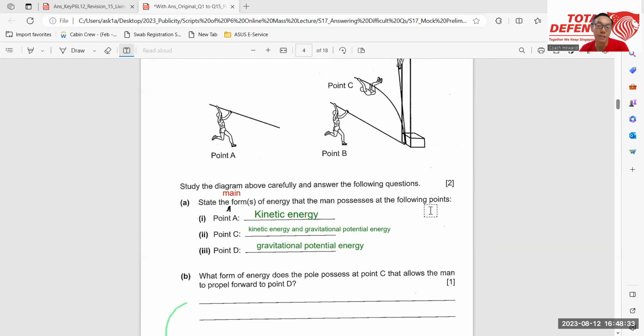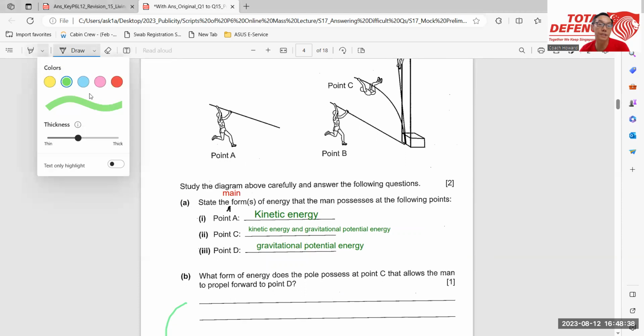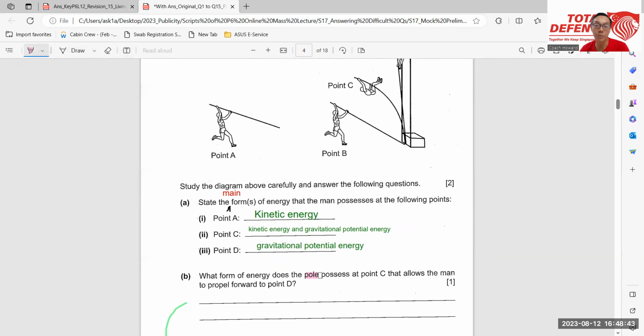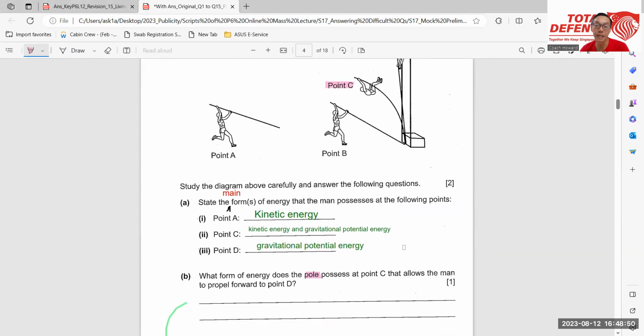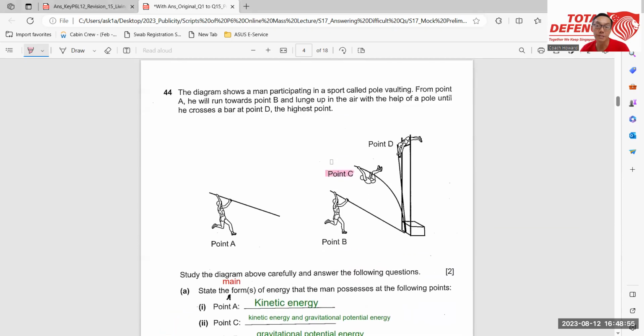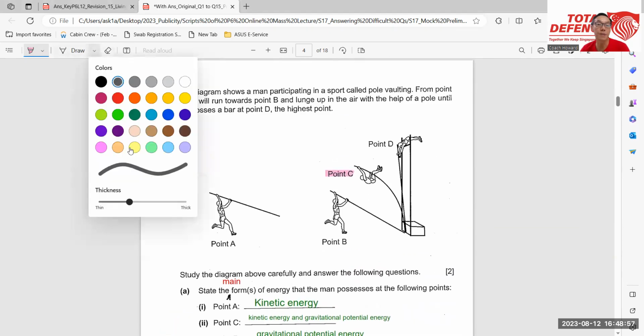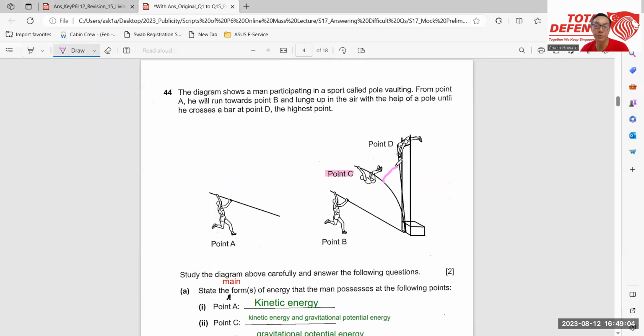Okay, next. What form of energy does the pole possess? So I want to highlight this part because some students do not see this word here. Does the pole possess? Not the person, the pole possess at point C, that allows the man to propel forward, means move forward. Okay, so you can annotate this part. That means what is the energy of the pole that helps the person to move to position D. So you can annotate this way.